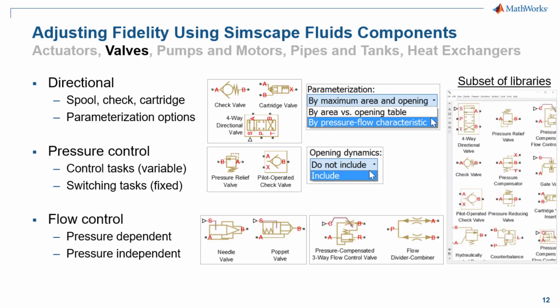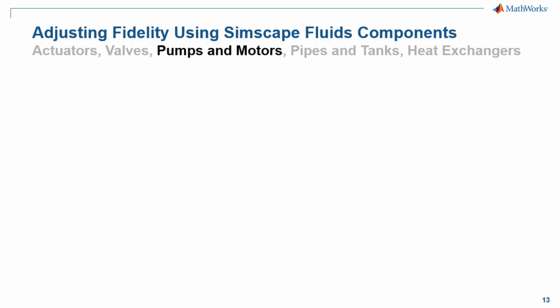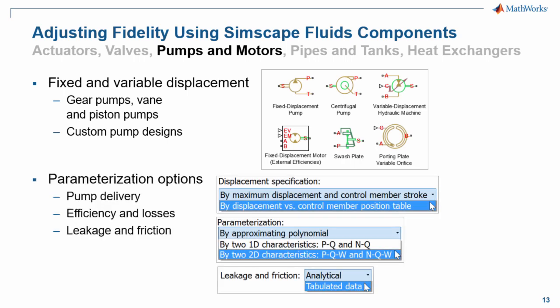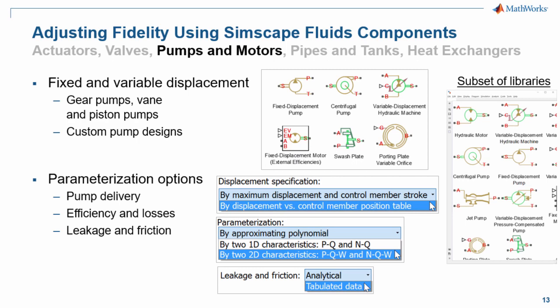You can see the entire list of valve components by looking at our web pages. In the Pumps and Motors library, you will find both fixed and variable displacement machines. These are appropriate for gear pumps, vane pumps, and piston pumps. You can also combine components to create custom pump designs. Each of these has a wide range of parameterization options for pump delivery, efficiency and losses, leakage, and friction.